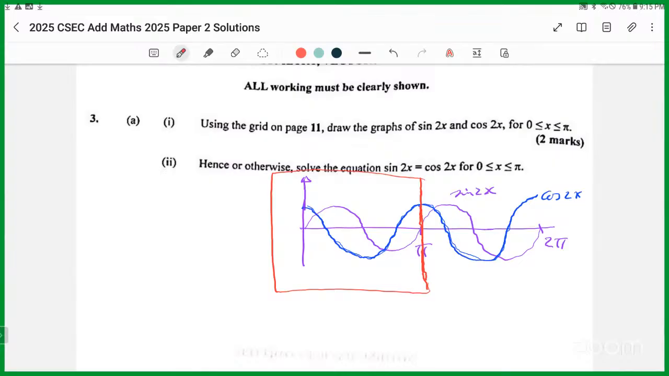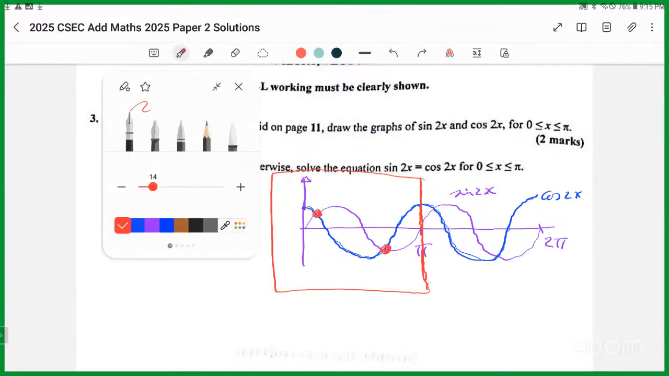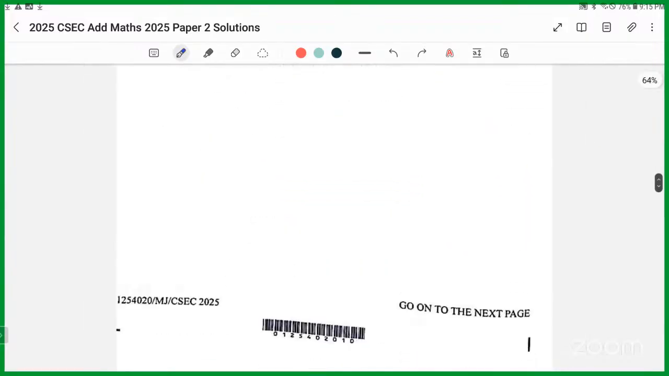All right. And it says here, hence or otherwise, we have to solve this equation, where sine 2x equals cos 2x in the region. So it's talking about these 2 points where they intersect. It says hence or otherwise. So hence means that we're using the graph, but otherwise means that you could actually use a calculation method. So that's what we're going to do, but we have to do it on the graph, so it has to be accurate.